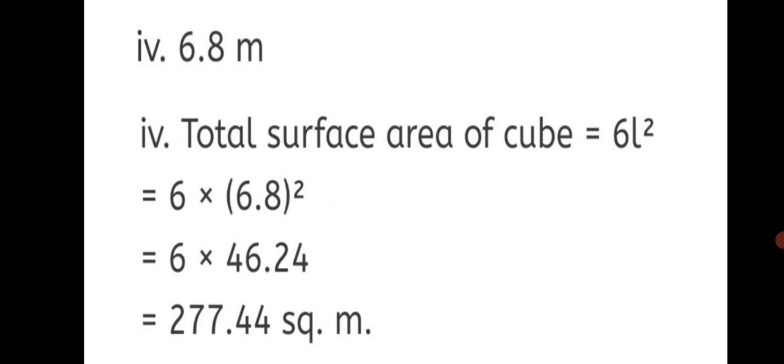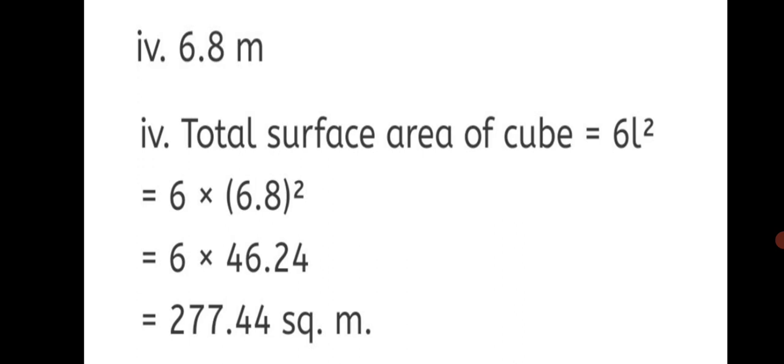Sub question number 4. 6.8 meter is the side of the cube, and you have to find total surface area of the cube. So write the formula. Total surface area of cube is equal to 6L square. L is how much? It's given in the question, 6.8 meter. So write down 6.8. Don't forget to put bracket and write the whole square. Now solve it. 6.8 multiplied by 6.8 in rough work. Then you get the answer 46.24. 46.24 into 6. Final answer, 277.44 square meter. This way we have solved sub question number 4.